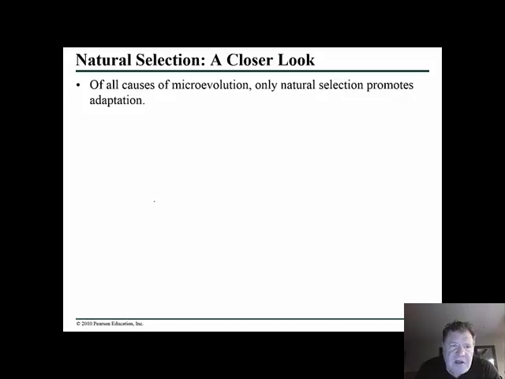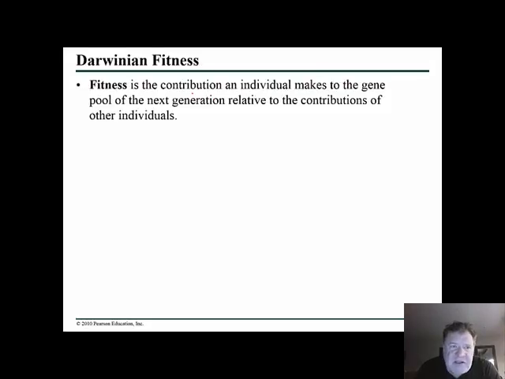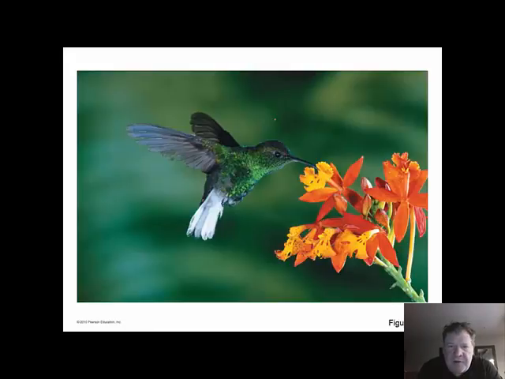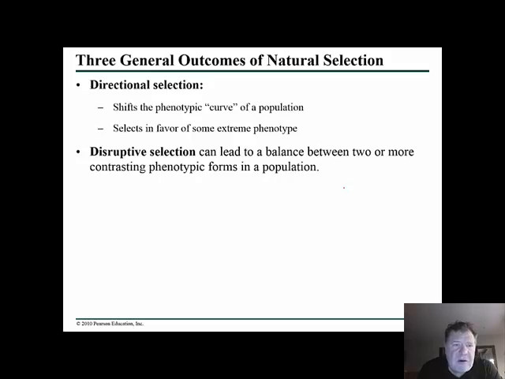Natural selection is a cause of microevolution. Only natural selection promotes adaptation. And so again, we'll have changes in alleles just by mutations. In order to look at that, we need to look at a concept that we call fitness, which is the contribution an individual makes to its gene pool. And so again, this individual here has a longer beak. He's able to go down deeper into the flower, and he was able to get more nectar.